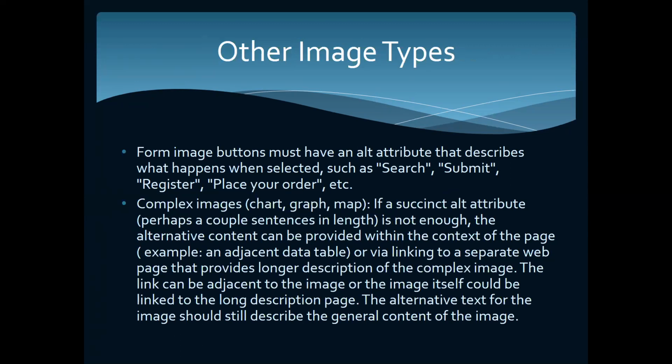So for example, for a chart or a table, we could present the underlying data within the context of the page, or link to a separate web page that provides the longer description of the complex image. The link can be adjacent to the image, or the image itself could be linked to the long description page. The alternative text for the image should still describe the general content of the image.